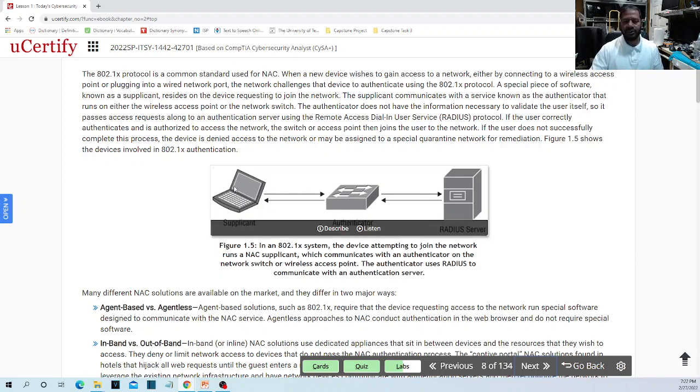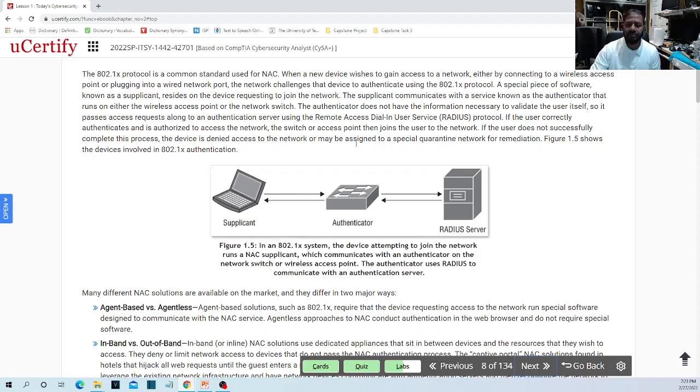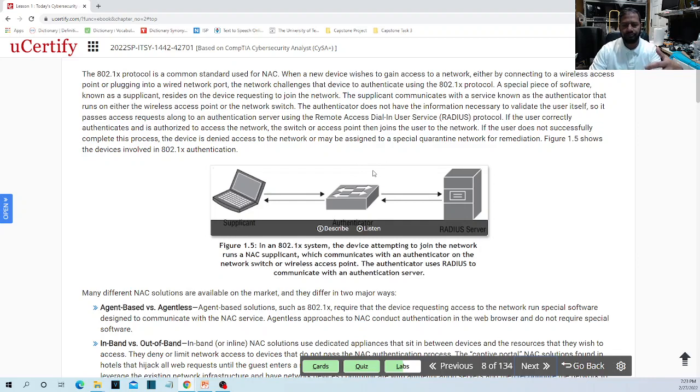So in this case, your laptop is the supplicant, and this one is the wireless access point, or WAP. In this case it looks like it's a wired one, wired or wireless. You physically plug in a wire or you connect wirelessly. It is going to ask you for a password, something to authenticate. But this device, this Wi-Fi or this switch, does not have on its own the power to authenticate.